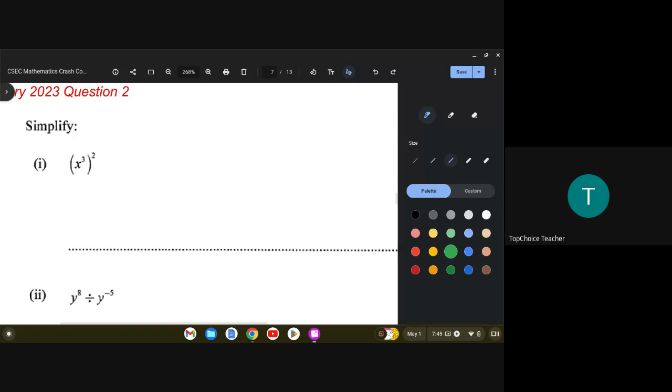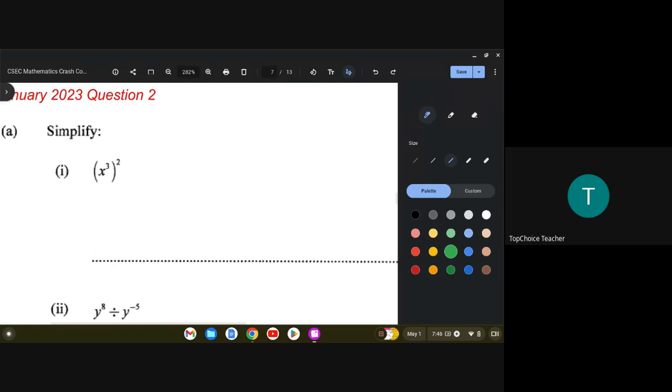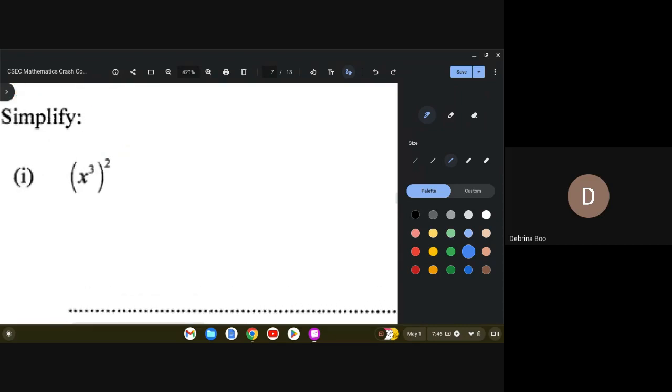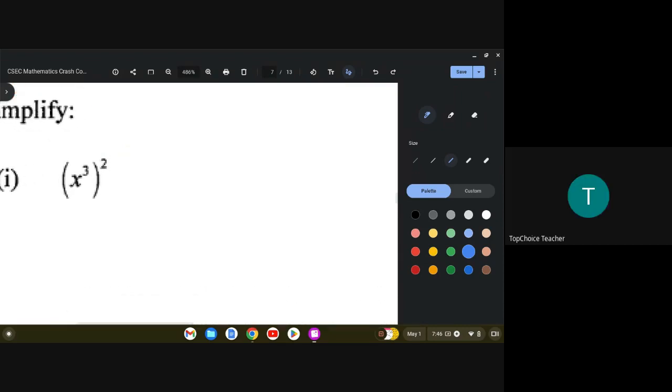Look at this question now. Before I tell you what type of question this is, what topic is this? Do you all know? What is this topic? Indices. Not like the sea of water, not that kind of sea. This topic is indices. Sorry, is it equal to x to the 6? Yes, that is correct.